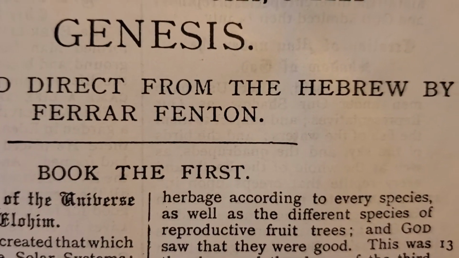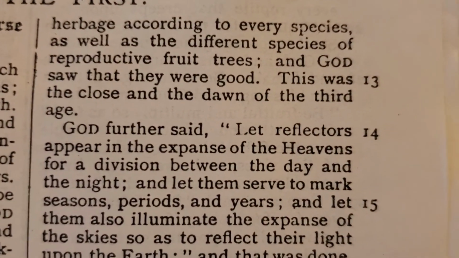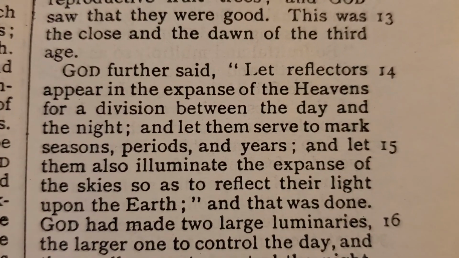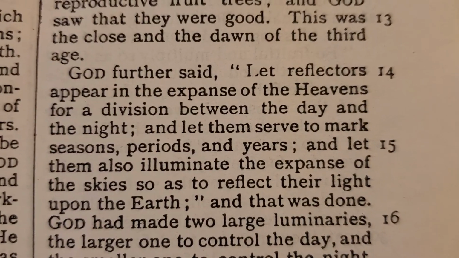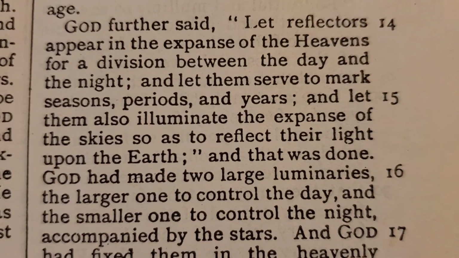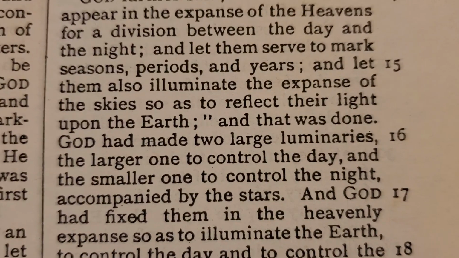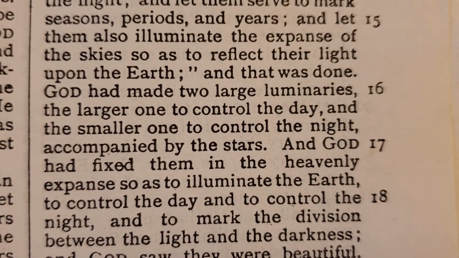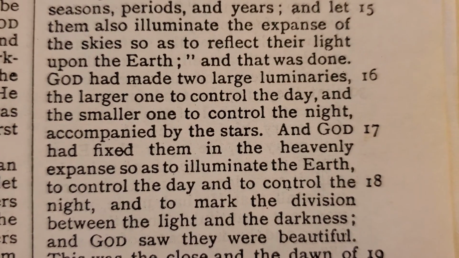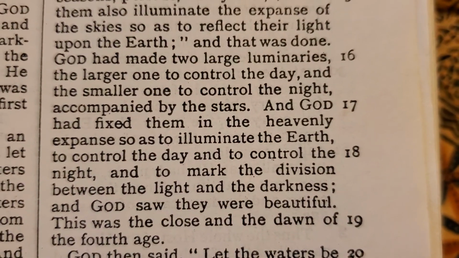Okay, so while we're still in Genesis and while we're still sort of talking about the sun, I wanted to read this one little part, and it says, God further said, "Let reflectors appear in the expanse of the heavens for a division between the day and the night, and let them serve to mark seasons, periods, and years, and let them also illuminate the expanse of the sky so as to reflect their light upon the earth." Okay, and that was done. God had made 2 large luminaries, the larger one to control the day, and the smaller one to control the night, accompanied by the stars.